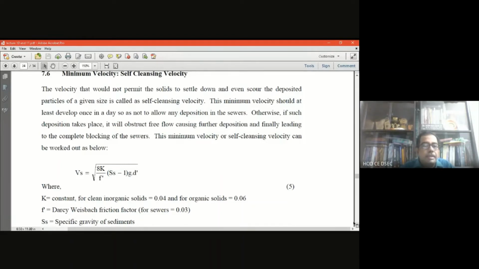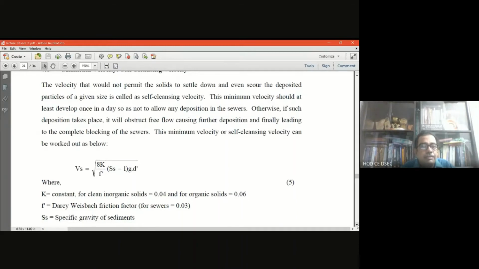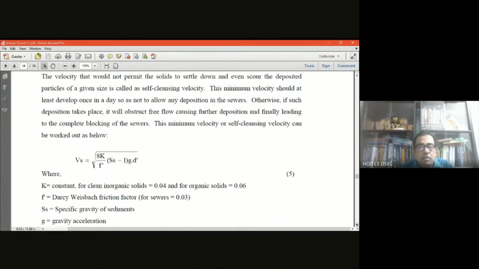So what is the K? K is a constant, for clean or inorganic solids it is 0.04 and for organic solids it is 0.06. That means for organic solids the self-cleaning velocity should be more, but for inorganic solids, compared to organic solids, the self-cleaning velocity will be less, which is obvious because the organic solids have a tendency for making siltation, for making precipitation, sedimentation. So that's why its value is 0.06 and that value is 0.04. What is f?